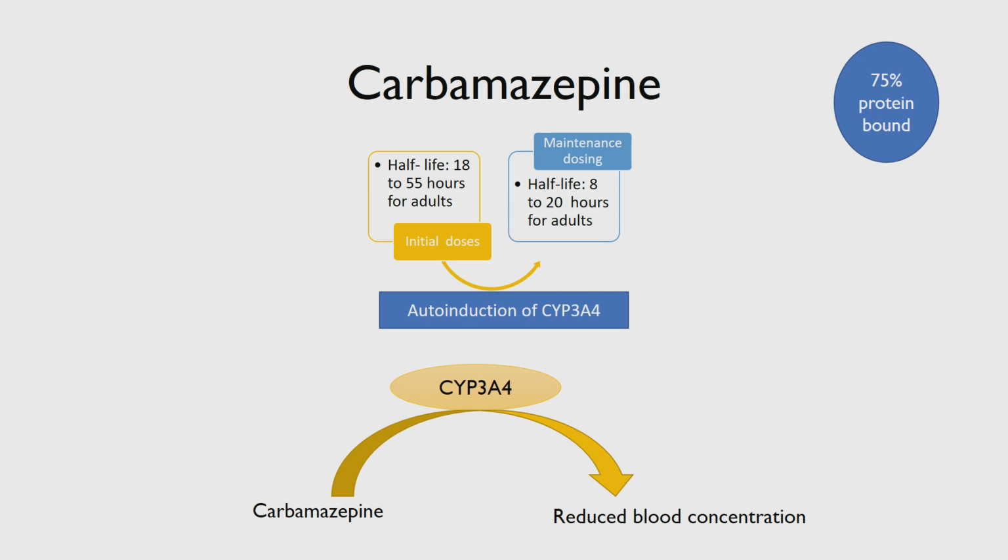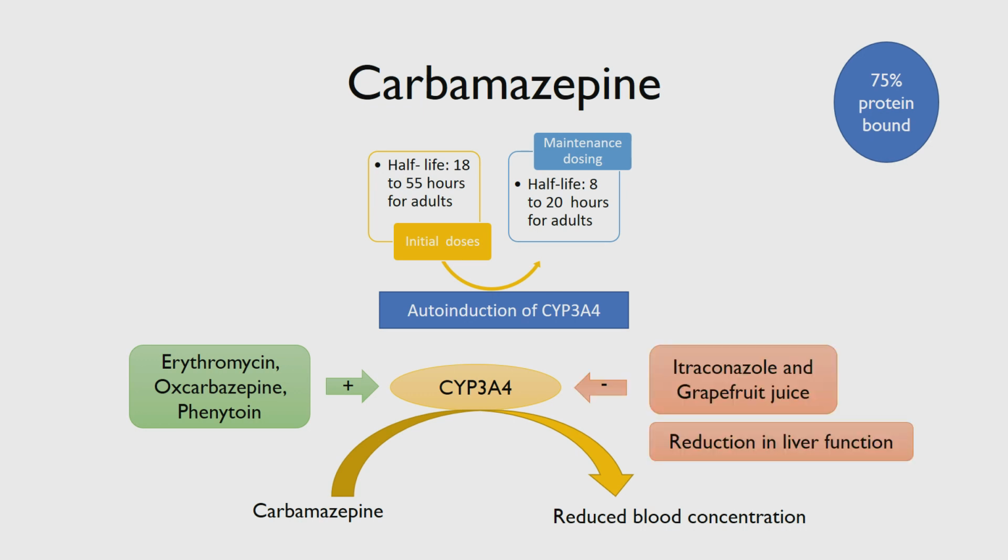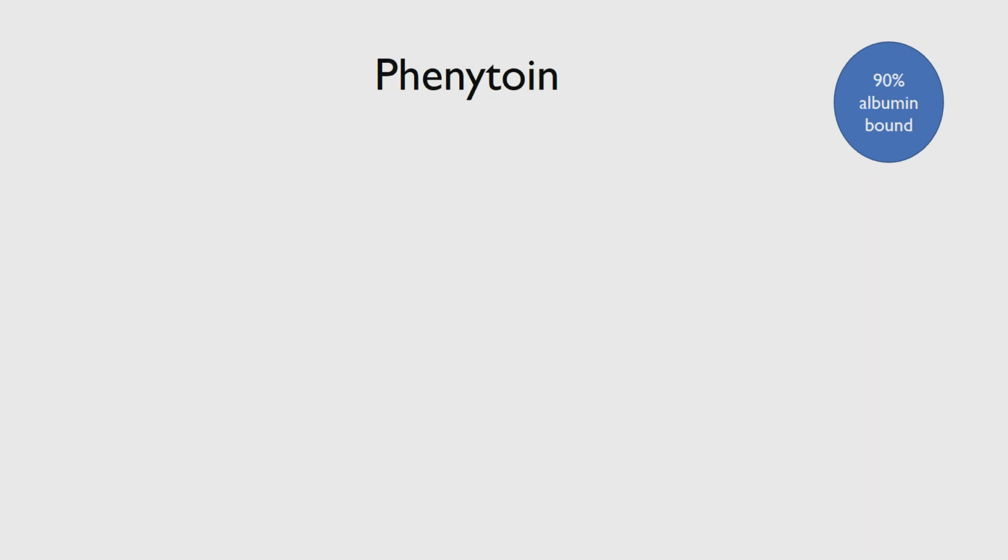There are other factors which are also involved with respect to the enzymes that are metabolizing carbamazepine. There are drugs such as erythromycin and phenytoin which induce the enzyme and reduce the concentration of the drug. And there are drugs such as itraconazole and grapefruit juice, which inhibit the enzyme and increase the concentration of the drug. So assessing the drug levels should be done with respect to concurrent drug administration as well as dietary factors.